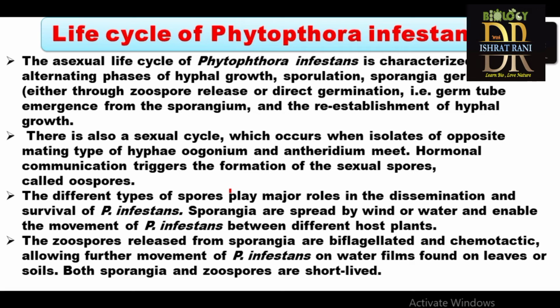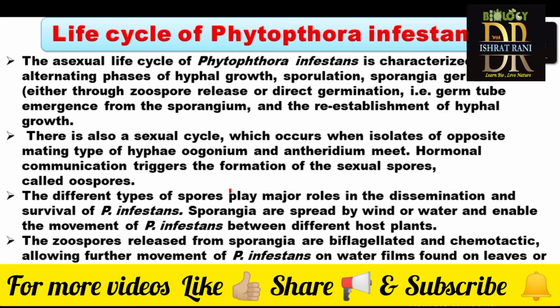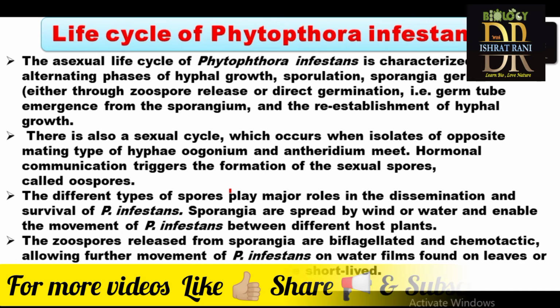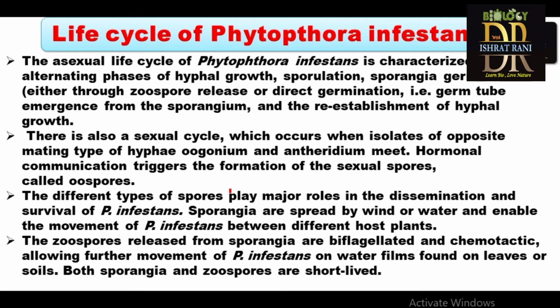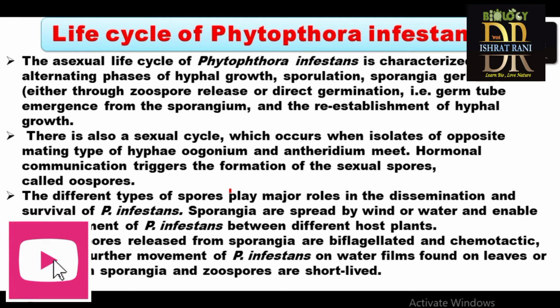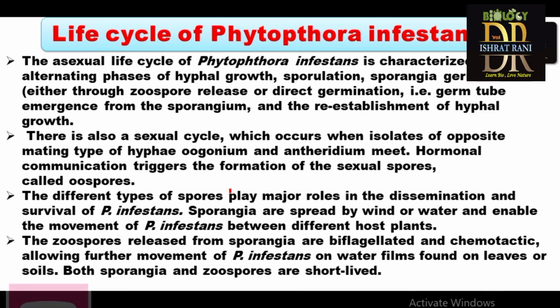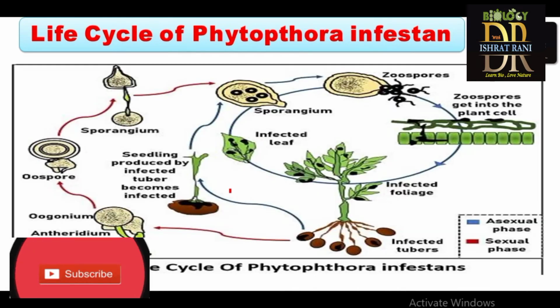Sporangia are spread by means of wind or water, and they can affect different host plants. The zoospores released from sporangia are biflagellated and chemotactic, so they move from one place to another because of the attraction of chemicals. So here we will study the life cycle of Phytophthora infestans.